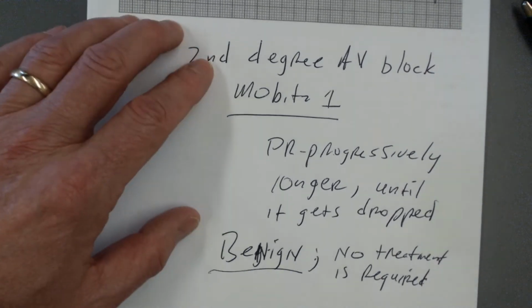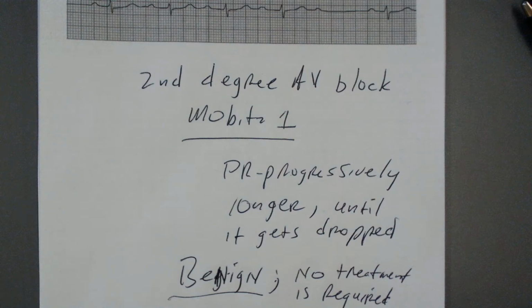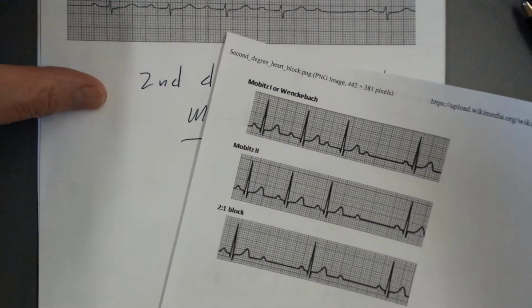So that's a second degree Mobitz 1. The PR interval gets progressively longer. Now let's take a look at a Mobitz 2.